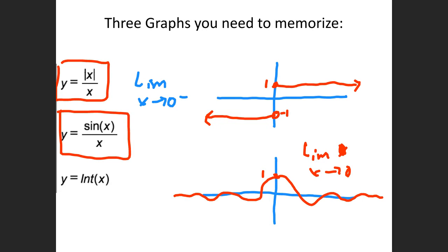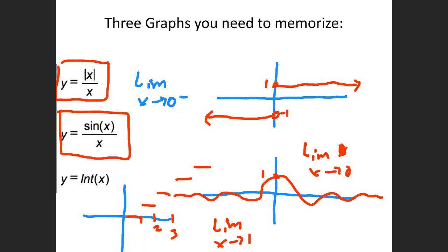But remember this graph. And then the integer function, that graph looks like it's a step function. Okay, and what does that mean? This is 1, 2, 3. So the graph looks like this. It just keeps going up by ones. Okay, so this one, they would say, what is the limit as x approaches 1? Okay, what's the limit as x approaches 1?